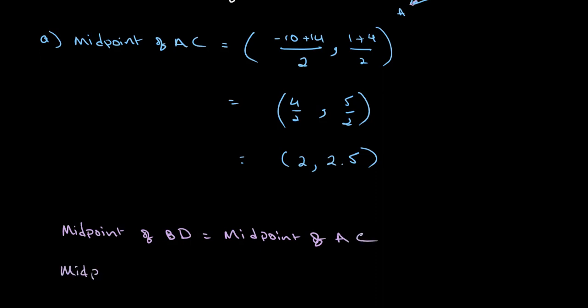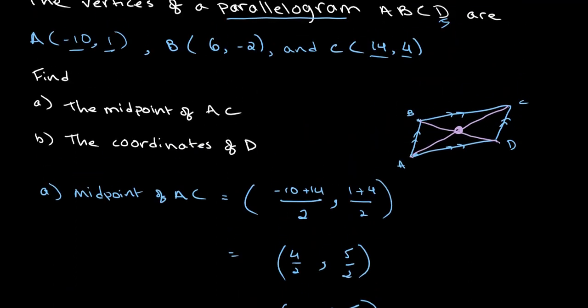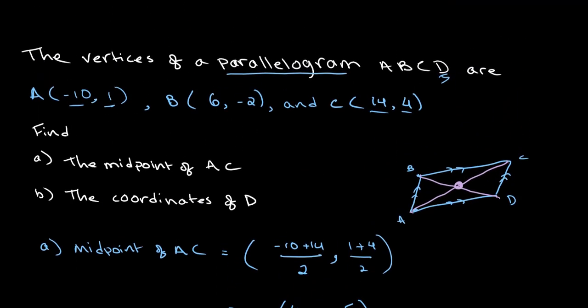And from this, we get that the midpoint of BD is equal to (2, 2.5), which is what we solved for in the last question. And another thing that I want you to note is that when you write the vertices of a parallelogram ABCD, that means that the points will come across in the order ABCD. It won't be something like ACDB. So that's just to help you know where the different points are.